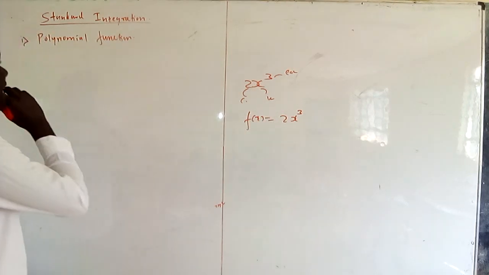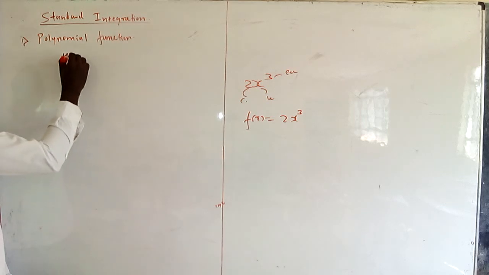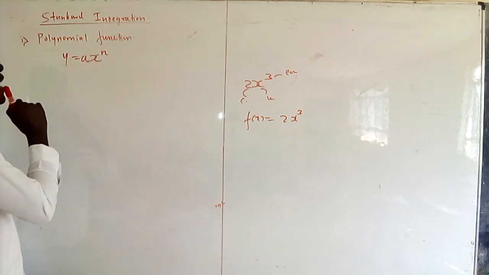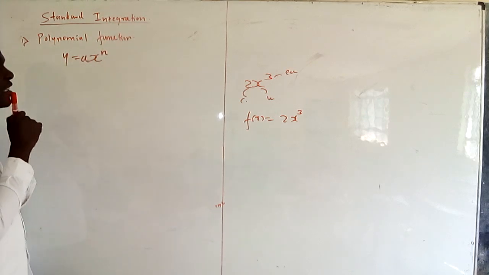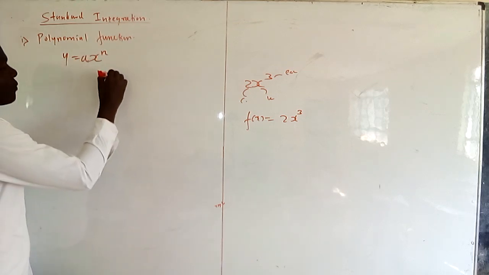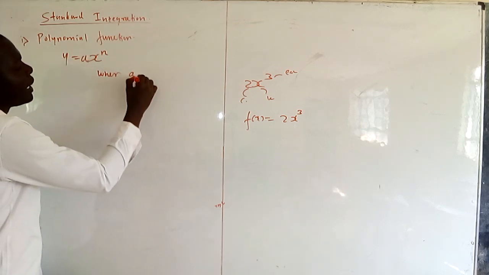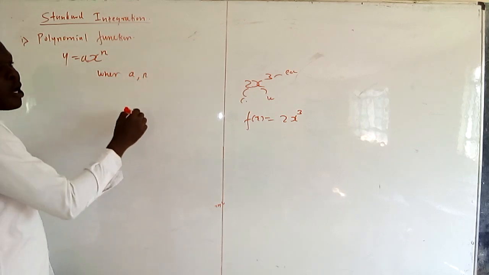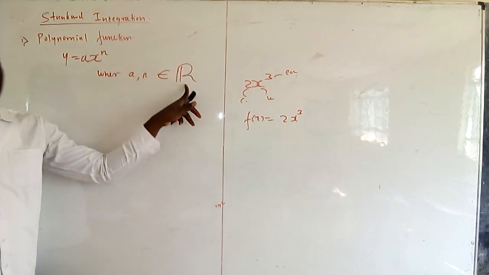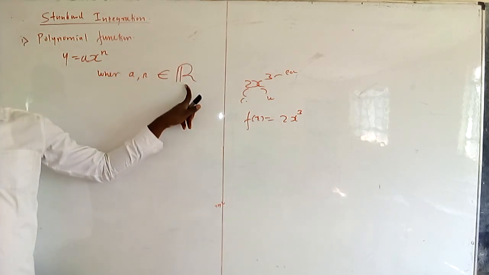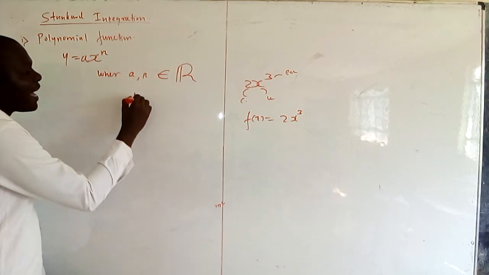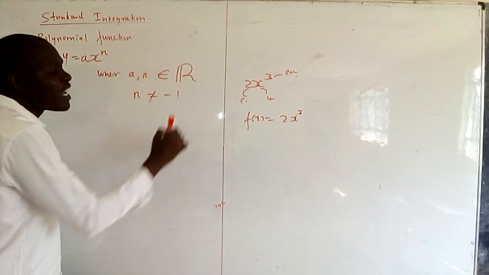So how do we integrate such cases? If you have a polynomial function y as a function of ax raised to power n, where a is a constant, where a and n are elements of R, meaning they are real numbers. Are you seeing that? So where they are real numbers and n is different from -1.